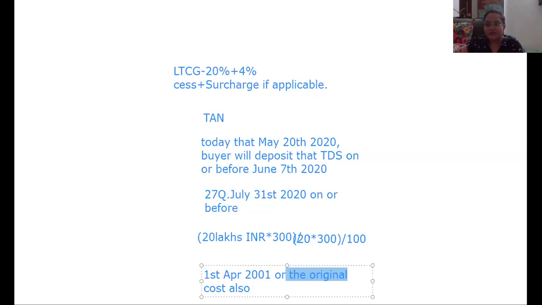So I hope it is clear to you now how to proceed whenever buying a property from an NRI seller. You have to first obtain the TAN, then deduct the TDS, file the TDS return, provide the TDS certificate to the NRI seller, and also make the payment to the seller. Then the seller has to file his income tax return with the income tax department. If the TDS has been deducted more than the capital gain tax liability, then he will get the refund. This was all about the TDS rules applicable whenever buying a property from an NRI seller.